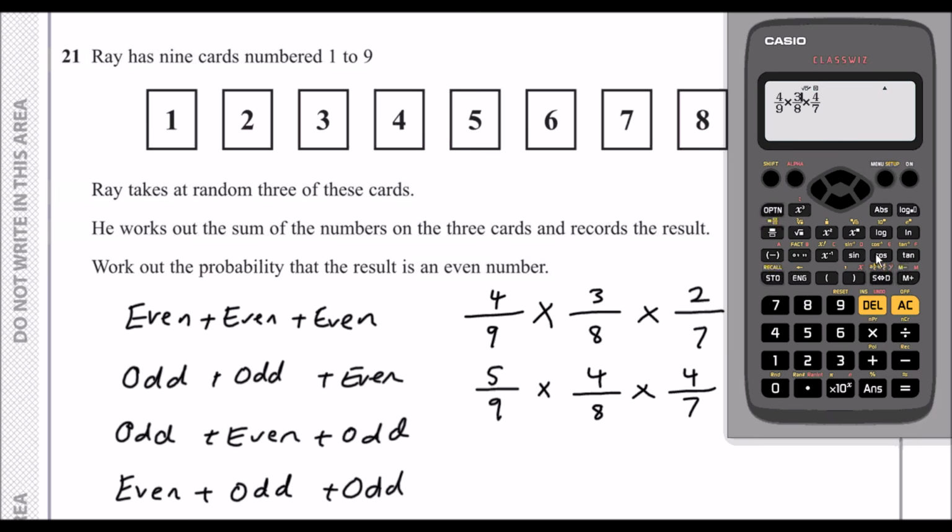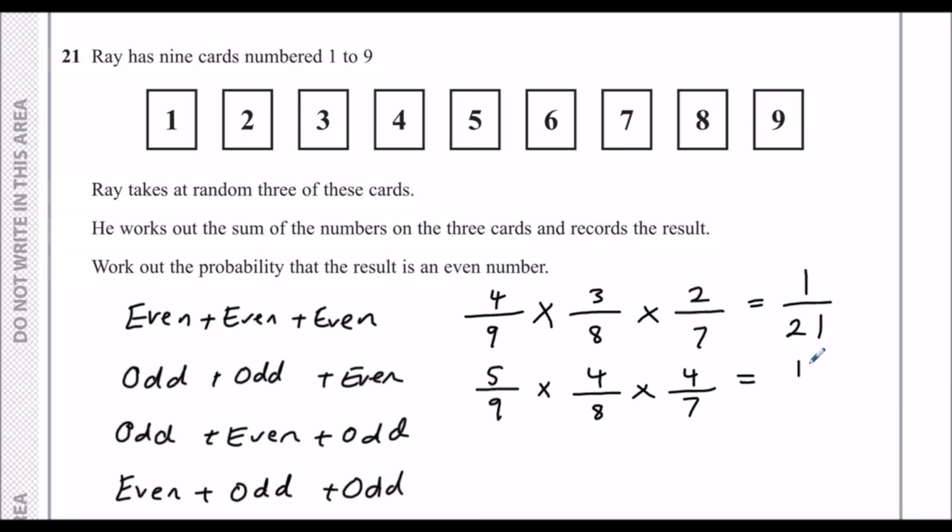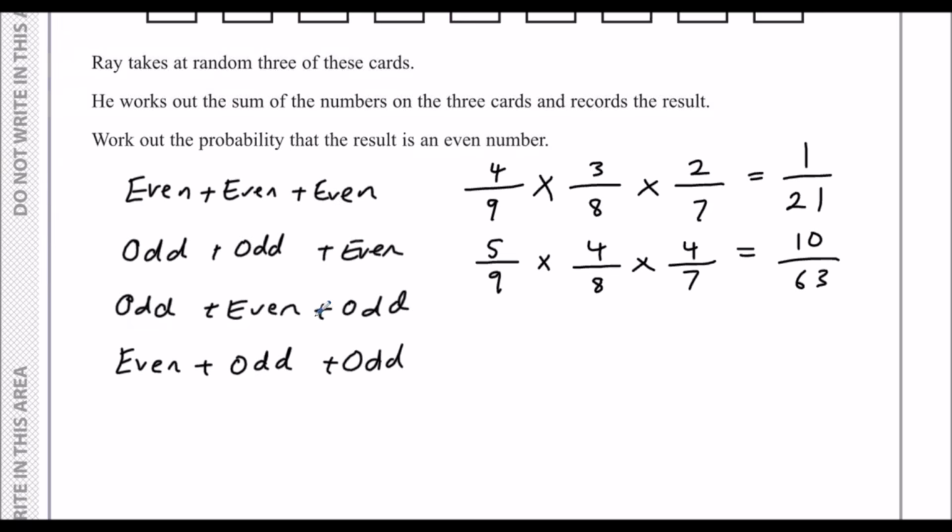So 5/9 times 4/8 times 4/7 is 10/63. And then odd, even, odd: that'll be 5/9 for the first odd, and then 4/8 for an even, and then there's 4 odds left, so 4/7. And you can see this is exactly the same calculation. It'll be 10/63.